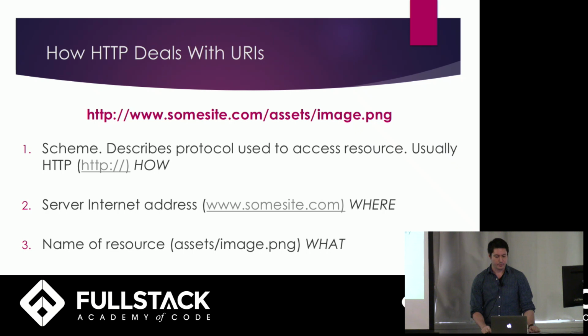Okay, so when you type a URI into your browser, the first thing that happens is the browser is going to split it into the scheme, the server internet address, and the name of the resource you want to access. The server internet address can be thought of as an alias for the actual IP address of the server, in the same way that 5 Hanover Square is an alias for the lat long of Full Stack.